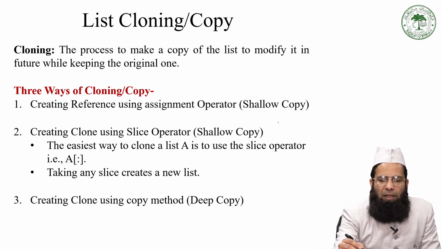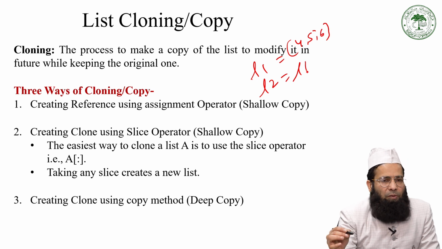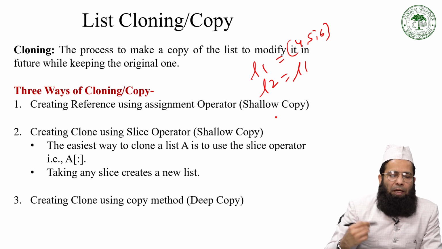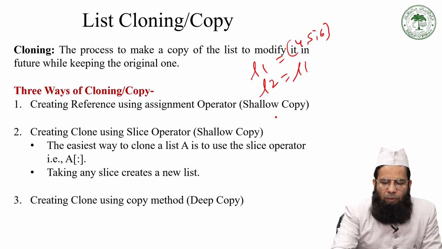Suppose there is a list L1. If I am applying L2 = L1, let's say L1 is having 4, 5, 6, it is giving me a reference. So L2 and L1 now point to the same list. Another way is creating a clone using the slice operator. Again, this is shallow copy. And what is shallow copy? That I will discuss very soon.